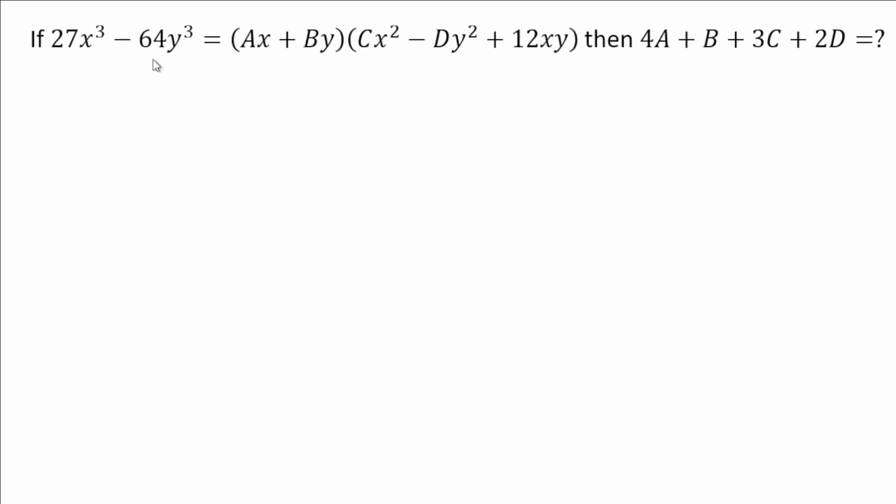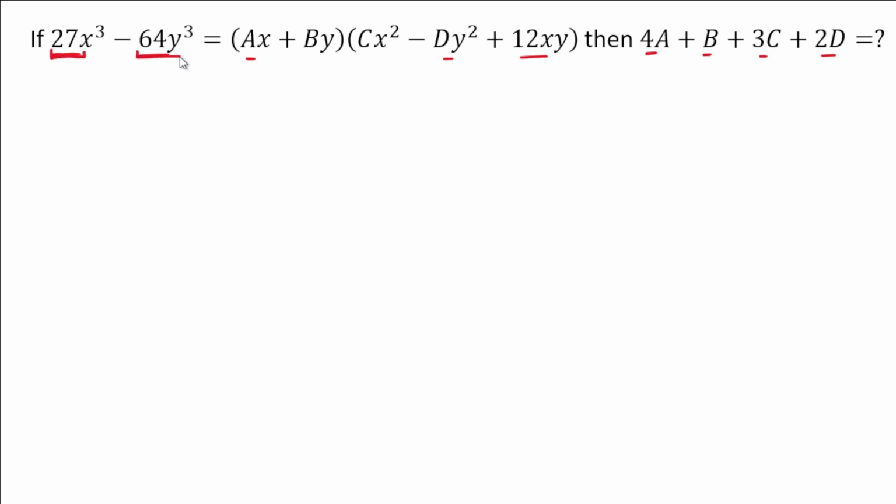Today in this session, we'll solve some problems related to competitions. So our first question is: if 27x cube minus 64y cube is equal to (ax plus by) multiplied by (cx square minus dy square plus 12xy), then we'll have to find the value of 4a plus b plus 3c plus 2d.